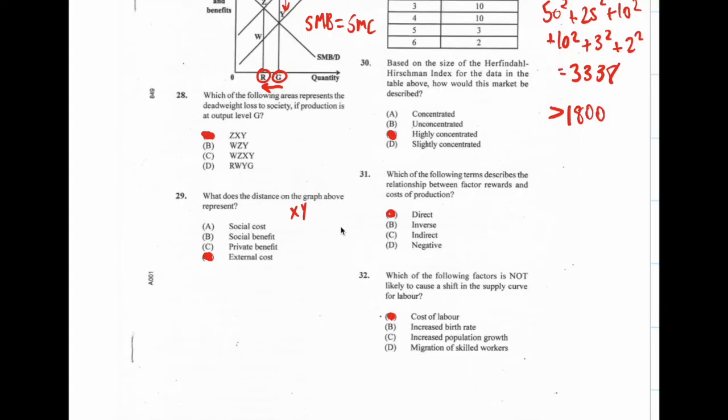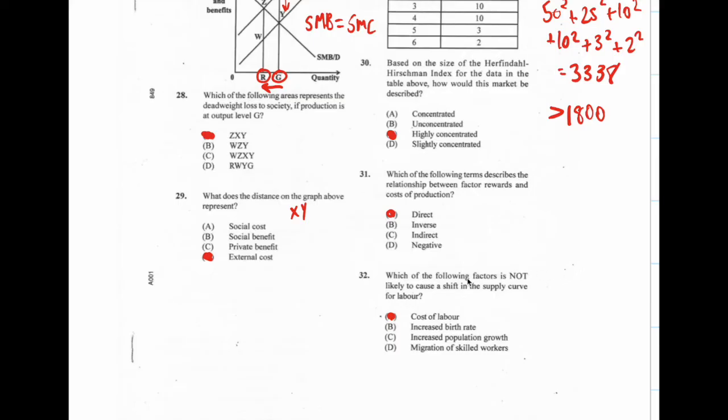This question says, which of the following terms describes the relationship between factor rewards and the cost of production? And this is a direct relationship because the more labor, land, capital, and entrepreneurship you use, the more rent, interest, wages, and profits you garner. So there's a sort of risk and reward relationship. So the more risk, the more reward. The more factors you get, the more rewards you can possibly get as well. So that's a direct relationship.